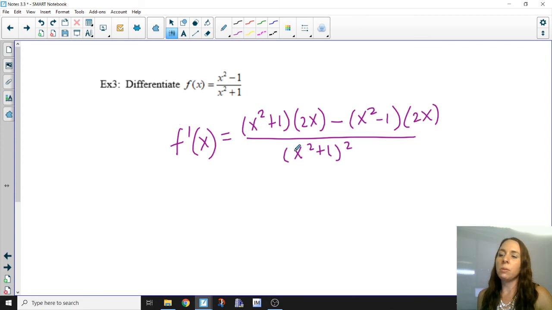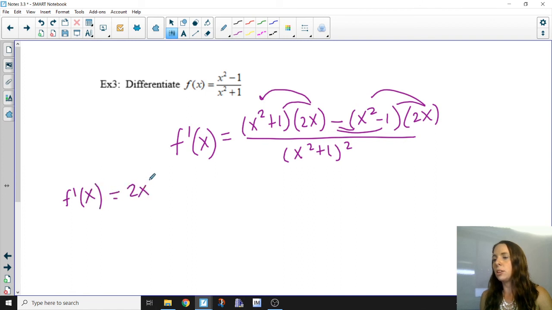Now, sometimes I will tell you, you don't have to simplify, just leave it like that because we need to move on to more important things. However, for this example, let's just go ahead and simplify because this does sort of look a mess and it will simplify kind of nicely. So we're going to distribute the 2x here and the negative, and we'll see what happens.